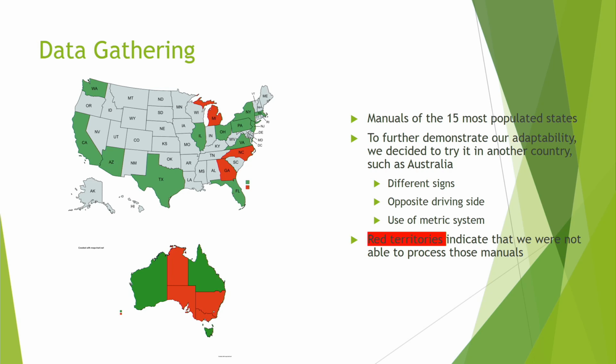In our first step, data gathering, we selected the 15 most populous states in the US, but we also wanted to test the flexibility of our software, and we decided to try it in Australia. We tried Australia because they drive on the opposite side of the road, they use the metric system, and they also have different signs and driving signals. As you can see, some of the territories are in red. These are the ones that we were not able to extract the rules from.